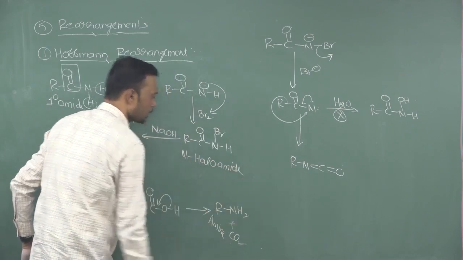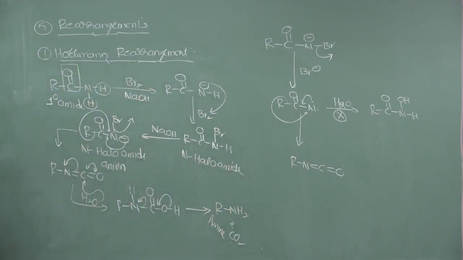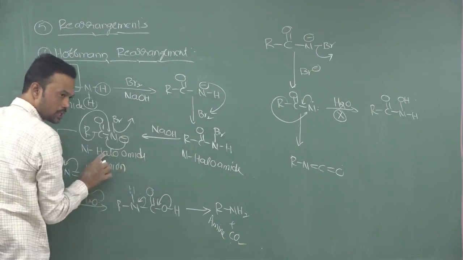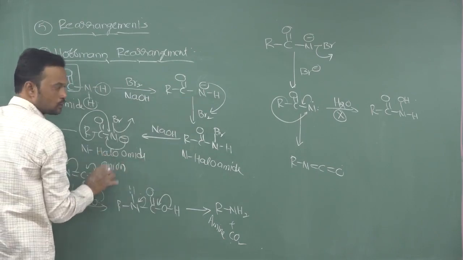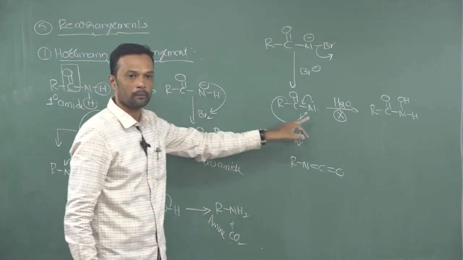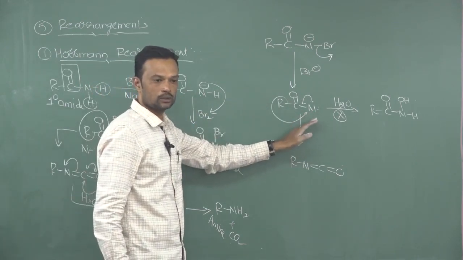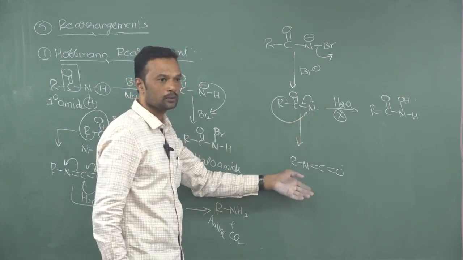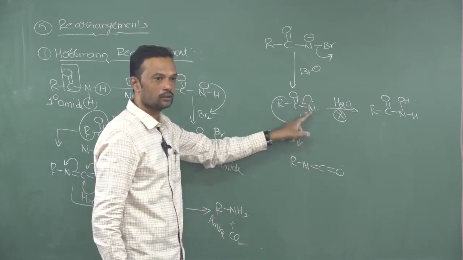N-bromoamide, otherwise you can say N-haloamide. Amide anion, this is called amide anion. These two are intermediates in this reaction. Okay. So one more intermediate is there, nitrene is also one more intermediate. But nitrene is unable to trap, like oxygen. So can you trap oxygen? No. But without oxygen we won't live.